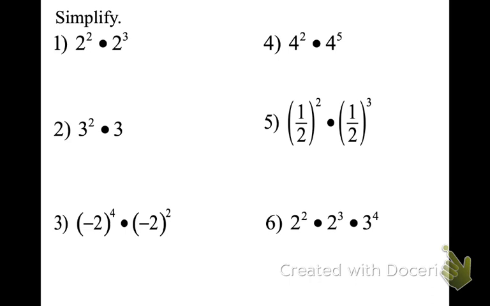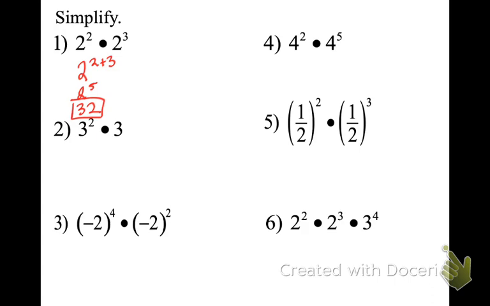So number 1. 2 to the second times 2 to the third really means 2 to the second plus the third power. That simplifies to 2 to the fifth. And 2 to the fifth is reasonable for us to simplify further. 2 times 2 is 4, times 2 is 8, times 2 is 16, times 2 is 32. If it's reasonable, like that. 4 to the 7th is not reasonable; I would expect you to use a calculator.